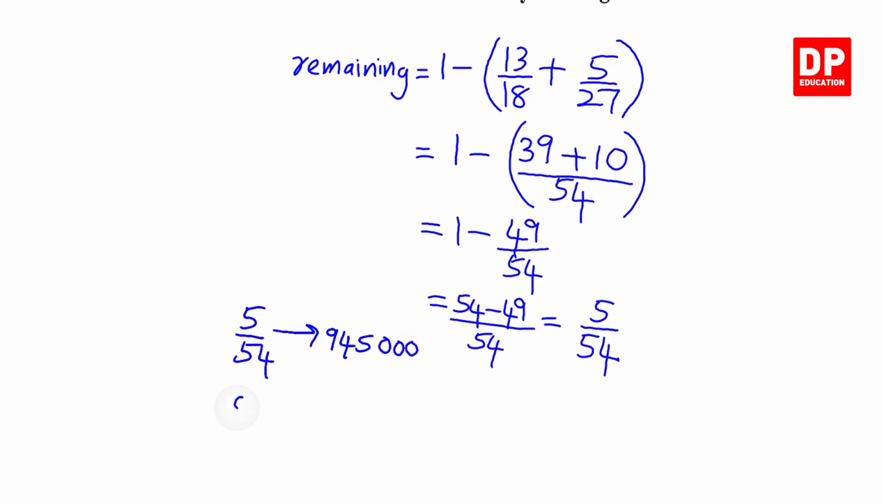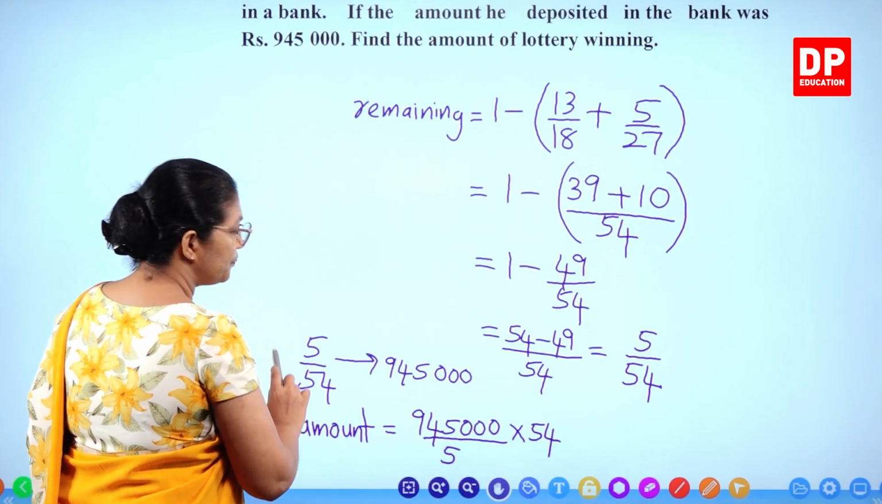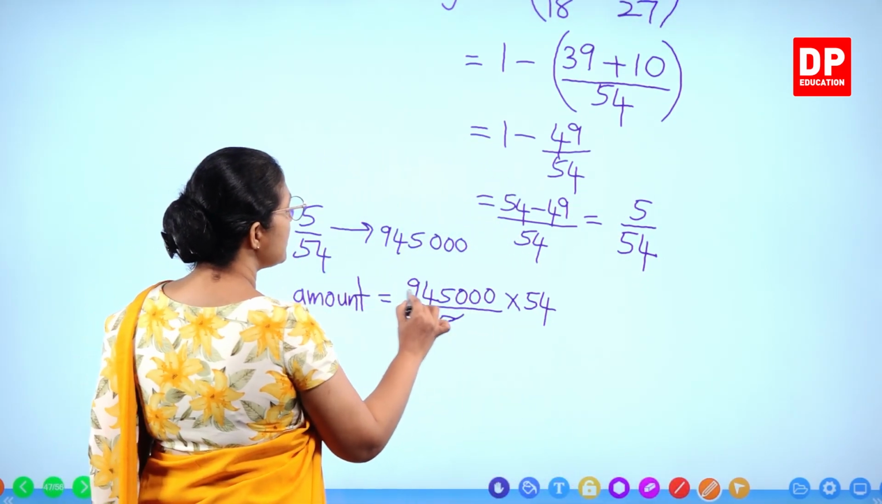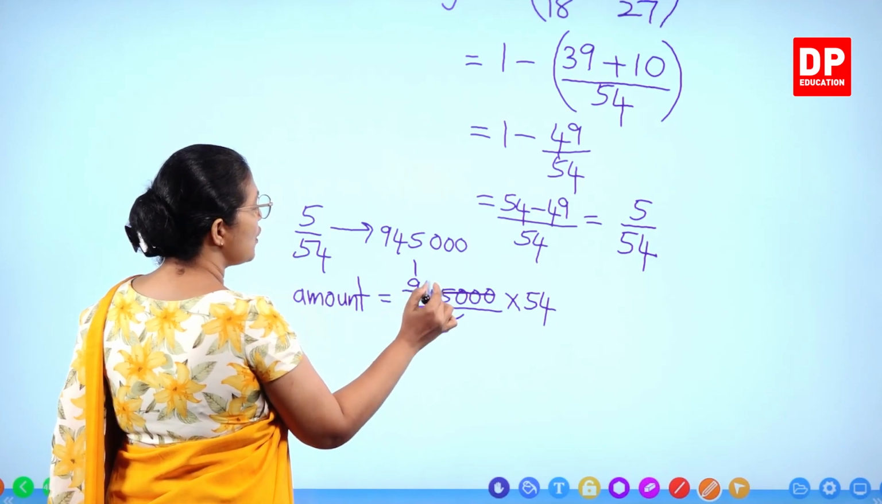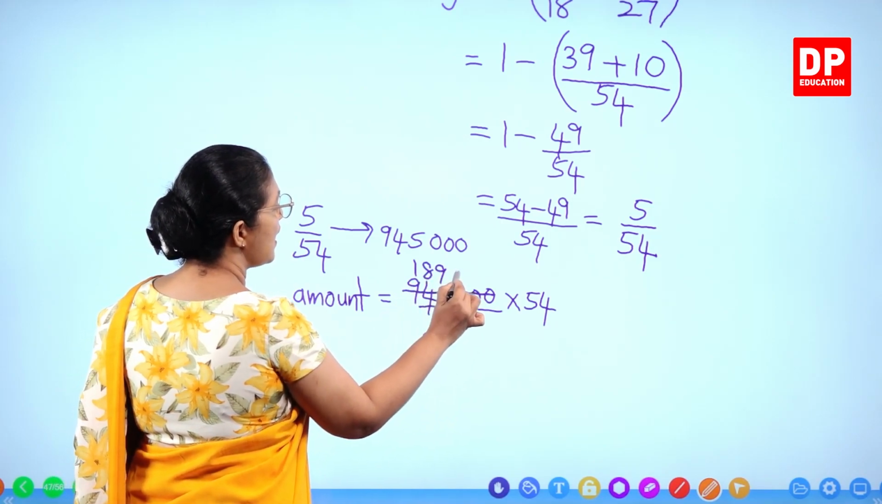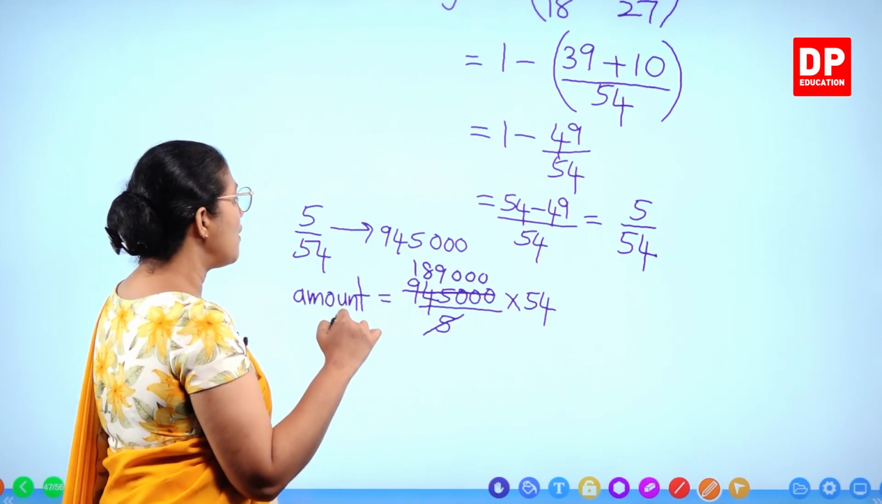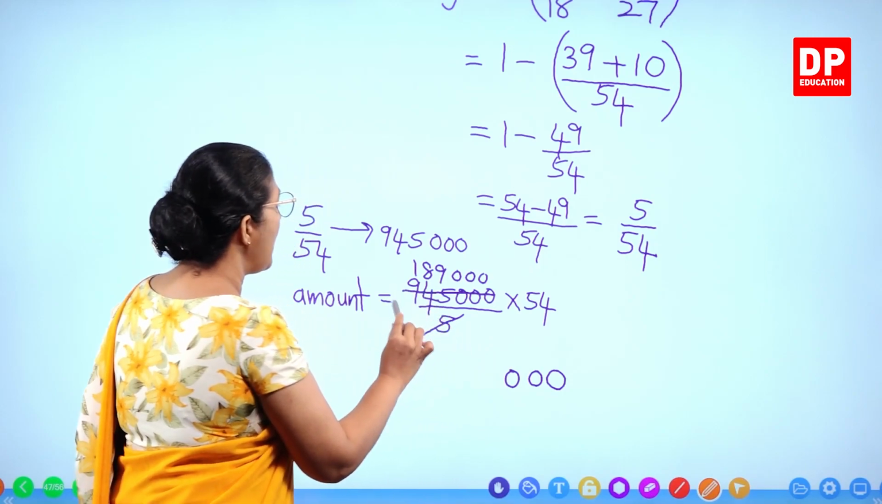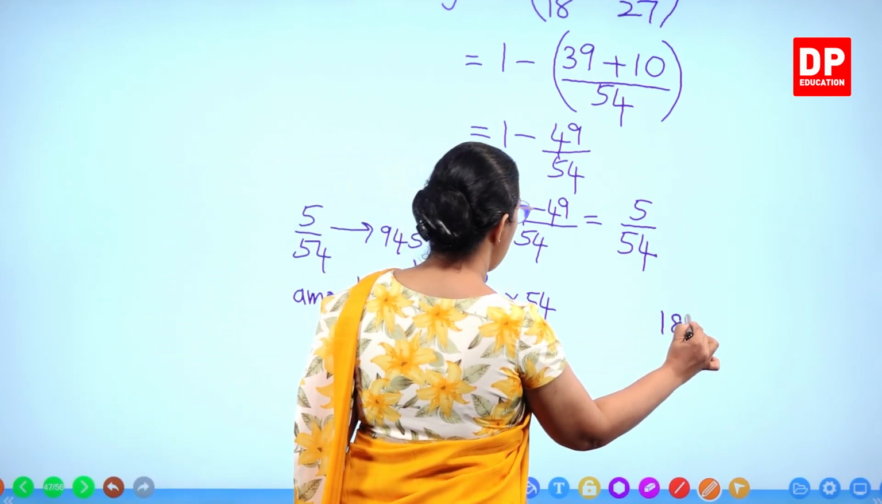How do you find out the total amount? To find out one part, you have to divide this value by 5 and multiply by 54. So let's do that. 5 times 1, 5. 44, that's 8. 45, that's 9. You have to multiply by 54. So we'll keep 3 zeros here and multiply 189 by 54.